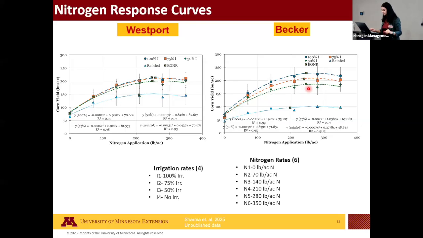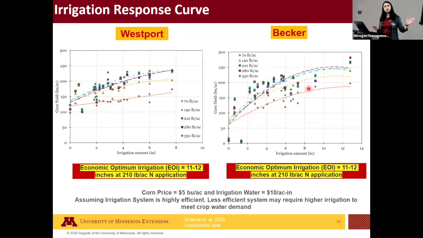Now, similar to our nitrogen response curve, this is our irrigation response curve. On the x-axis is the depth of water in inches that we applied, and on the y-axis is corn yield. At Westport and Becker, same as in the nitrogen response curve, we calculated the economic optimum irrigation. I calculated net return in dollars per acre, with corn at $5 per bushel and irrigation at $10 per acre-inch, and then tried to figure out the optimum irrigation rate based on these data sets.